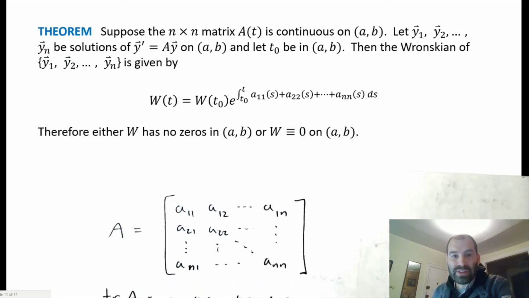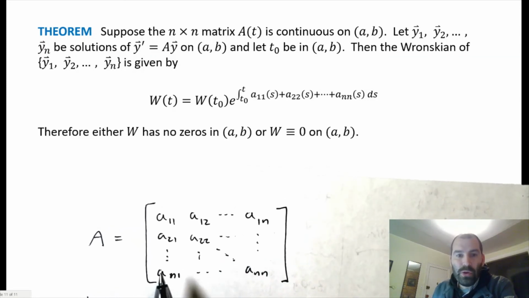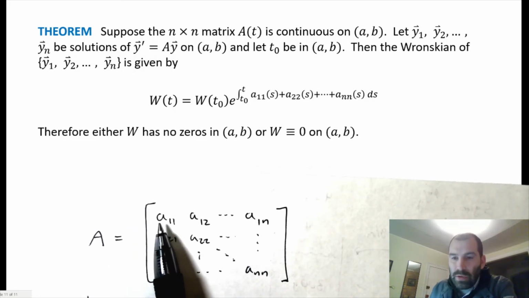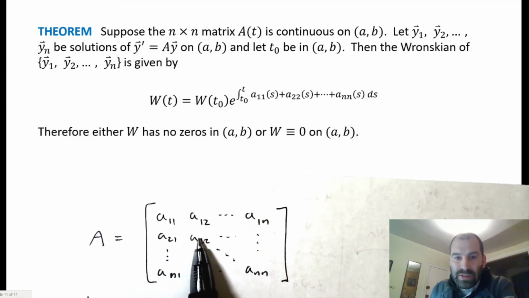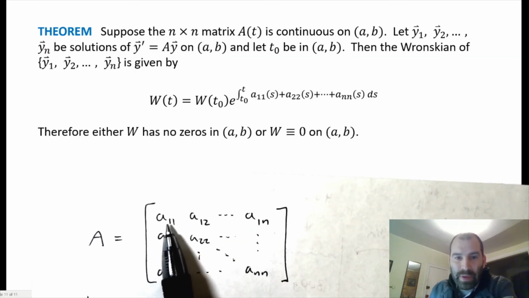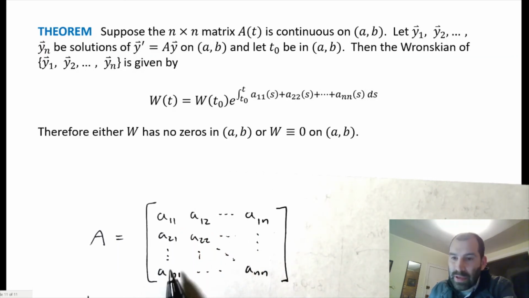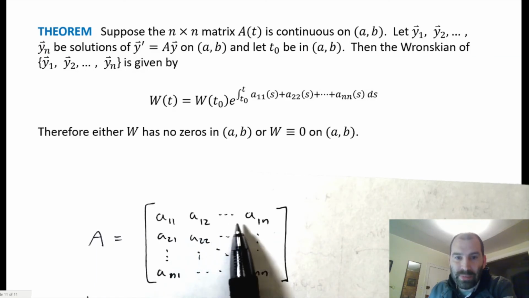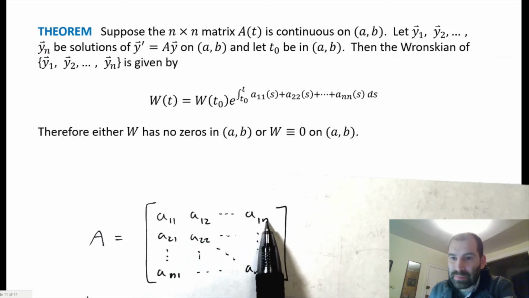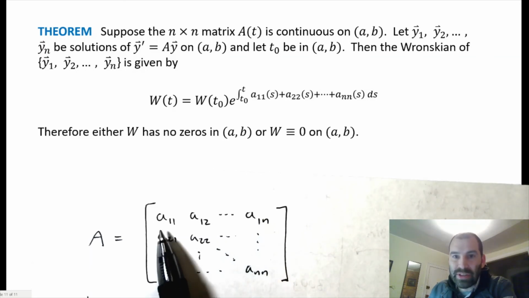When you have a matrix A, we can label the components of that matrix, and we label them with subscripts going from 1 to n. The first subscript tells you the row of the matrix. The second subscript tells you the column of the matrix. So we have n times n components here.